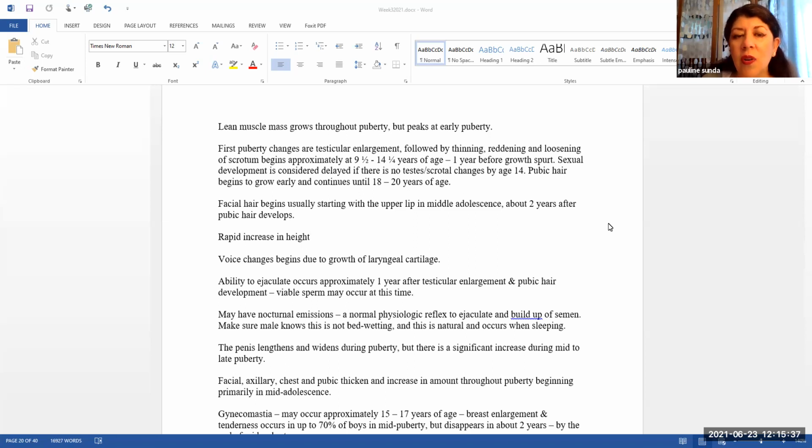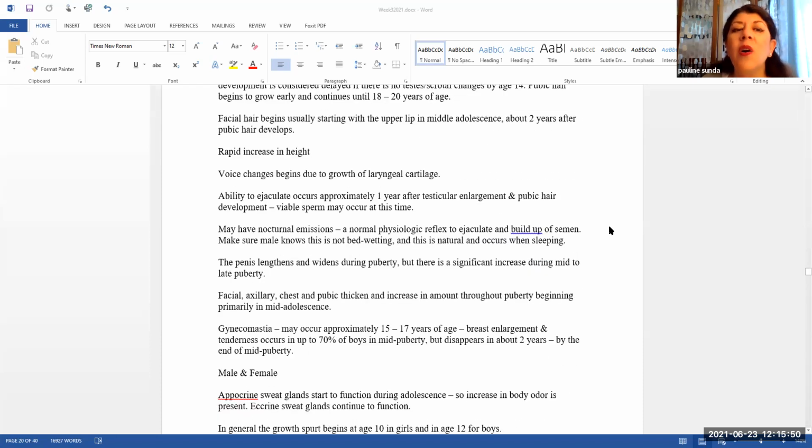Pubic hair begins to grow early and continues until 18 to 20 years of age. Facial hair usually starts with the upper lip in middle adolescence, about 2 years after pubic hair develops. Rapid increase in height will occur. Voice changes also begin due to growth of the laryngeal cartilage.